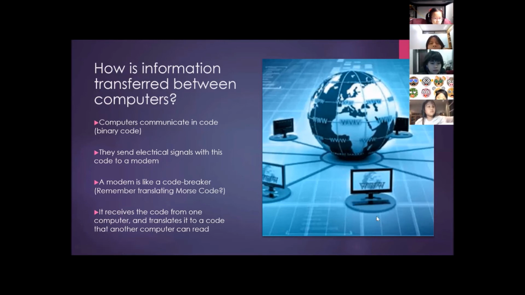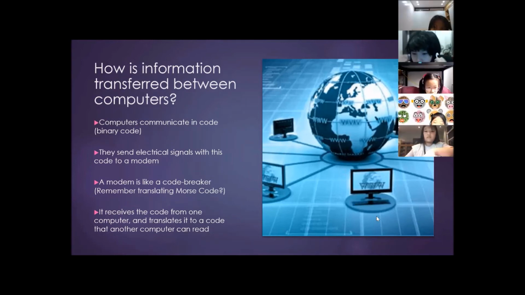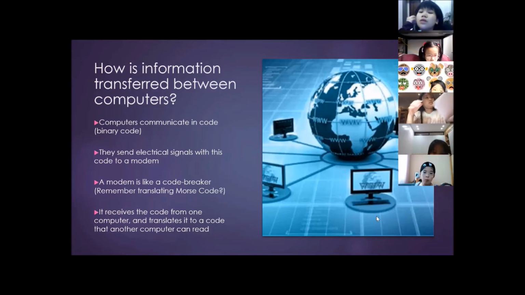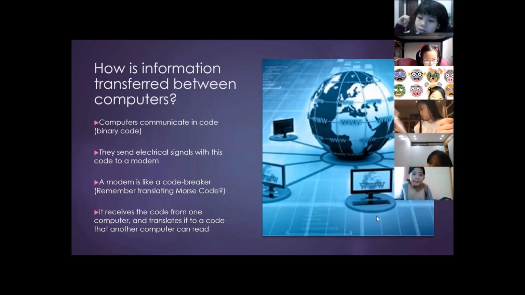I've tried to make it as simple and easy to understand as possible. What does a modem do? A modem to connect the internet. Yeah, good.